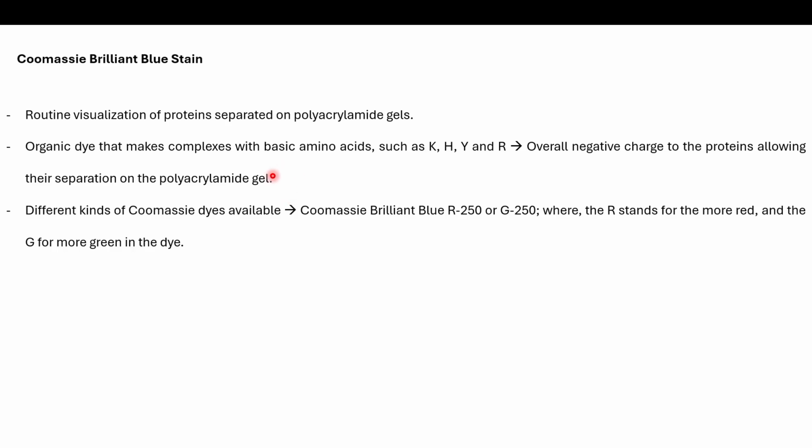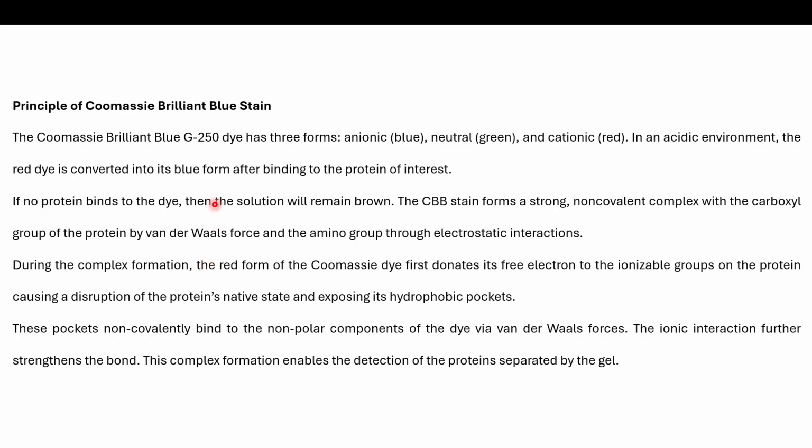This can be added during separation as well as just for visualization. Different kinds of Coomassie dyes are available. It can be brilliant blue R250 or G250, where the R stands for more red and G stands for more green in the dye. So what is the principle of staining? This particular dye has three forms: anionic form, which is bluish in color, neutral form, which is green in color, and cationic form, which is red in color.